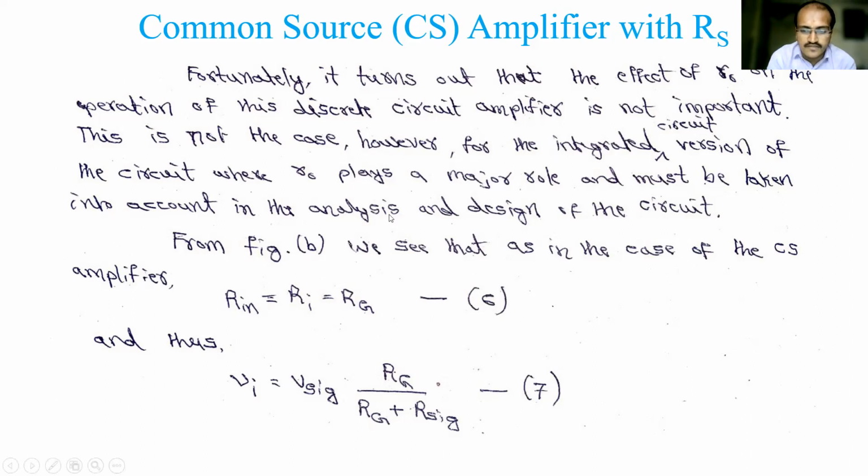So now we'll refer to figure B, which is the T equivalent model we have now replaced, and from that we do the analysis. On the input side there is no change, as in the first case, so you will not see much difference here. This is the same thing we have seen in the CS amplifier. Rin is equal to Ri, equal to Rg, because Rin is not dependent on RL, so that's why it is unilateral. So Rin is equal to Rg, and thus Vi also won't change. V signal, by the voltage divider rule, is Rg by Rg plus R signal. So these two equations are almost the same as the first two equations, 1 and 2. You can refer to that in your notes.